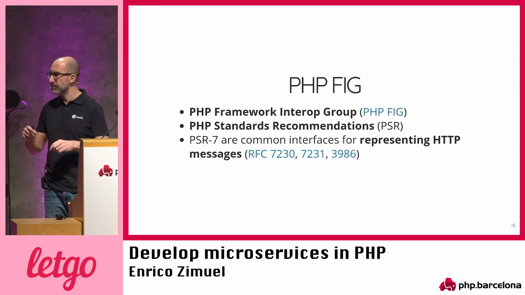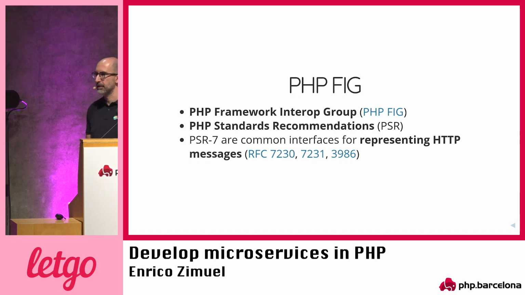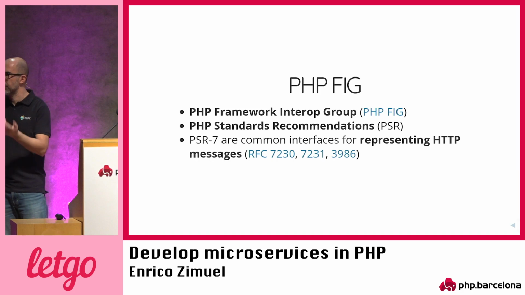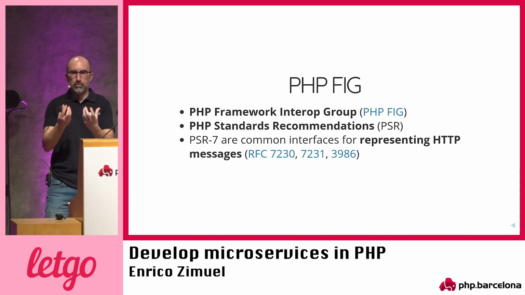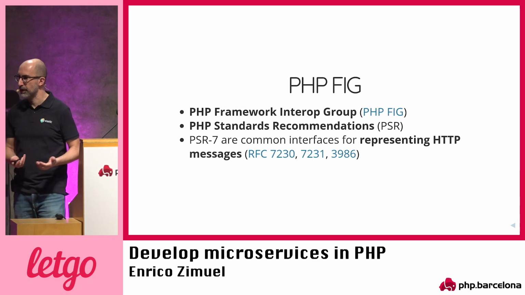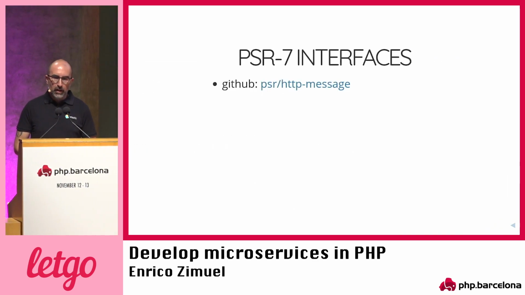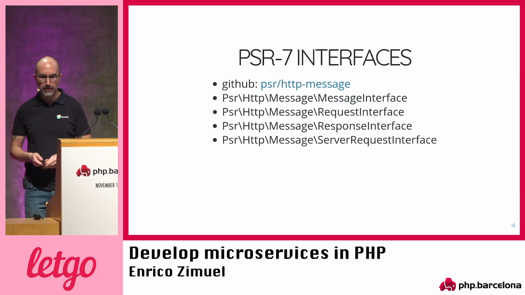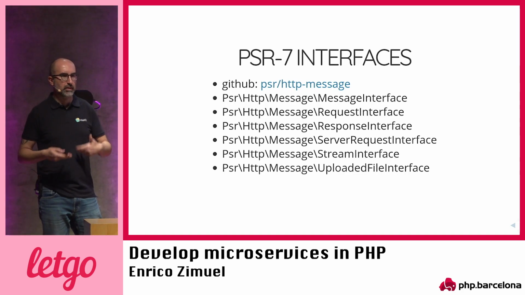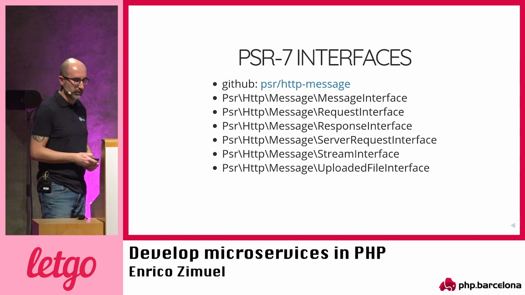So instead of playing with global variables and native function names for getting the HTTP request and producing the HTTP response, you will manage objects in an object-oriented way. Sounds nicer, right? Basically, it's just interfaces. If you go to the GitHub page for PSR-7, this is just a list of interfaces that you have to implement in your project. But of course, there are many libraries that already provide the implementation, so you don't have to.